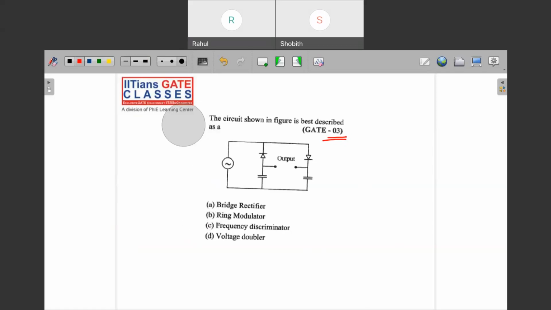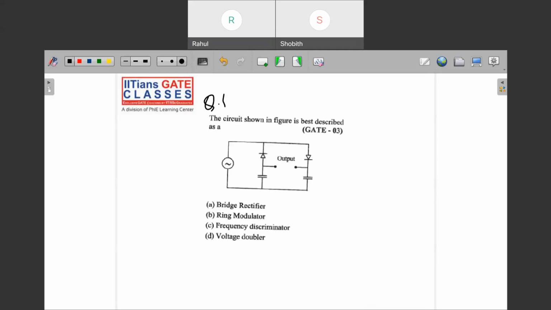This time they have given the question and they are asking you to identify this circuit. So, Sobit, can you tell me which option is going to be correct for this question, if you are able to hear me? Are you able to hear, Sobit? Can you answer this question?